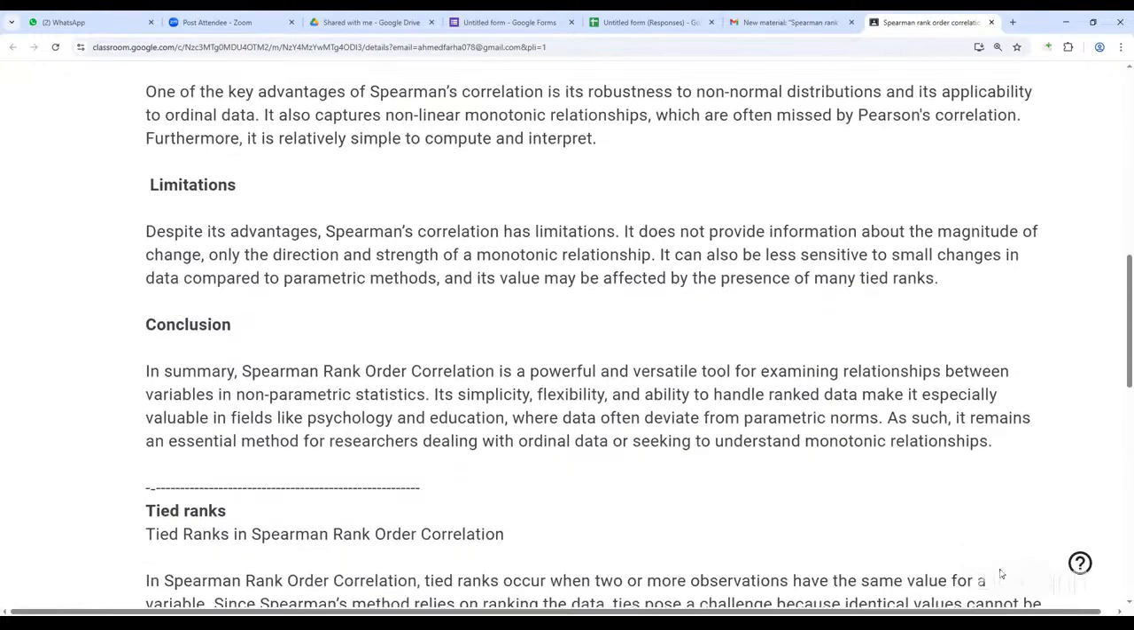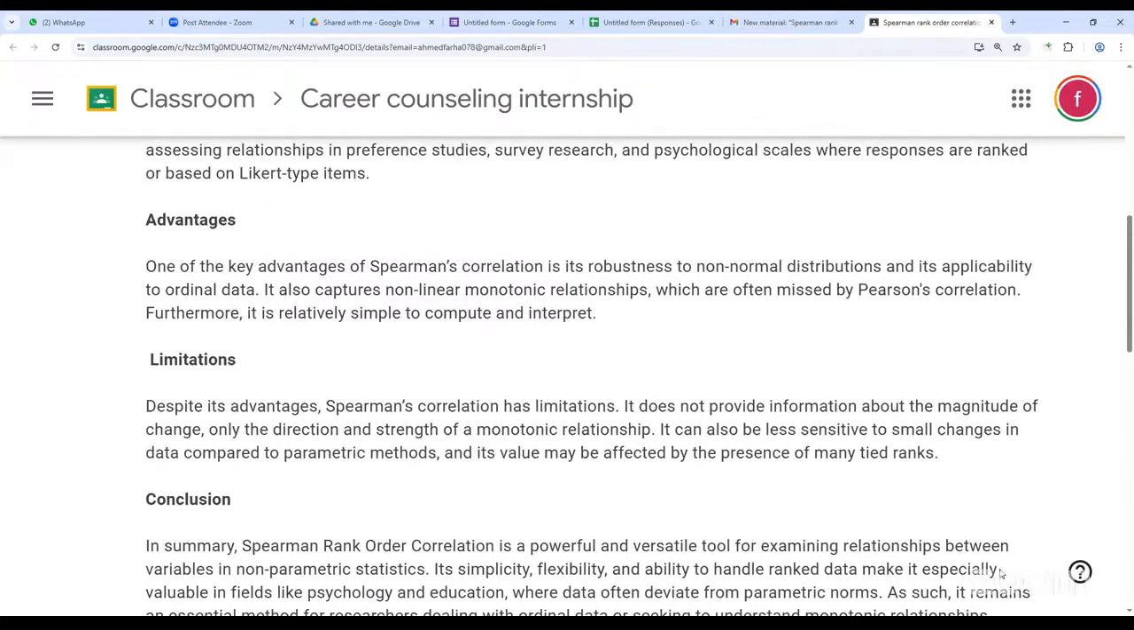Okay, so what do you mean by the robustness? That is when there is an outlier, our mean is easily affected, but median is not affected. And the Spearman rank order correlation is also not affected by the presence of outliers, because Spearman rank order correlation is dealing with the ordinal position. For that reason, we are telling it is a robust statistic.